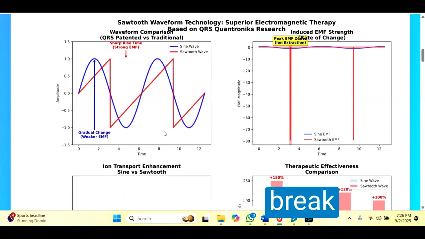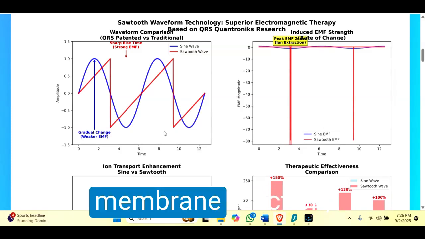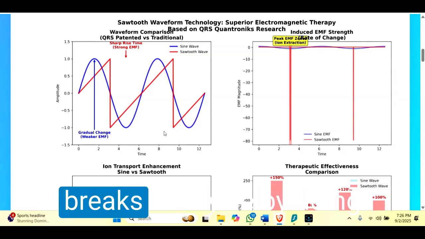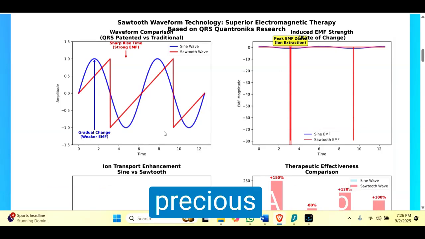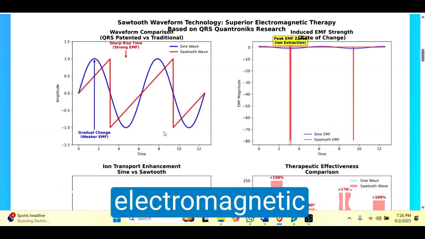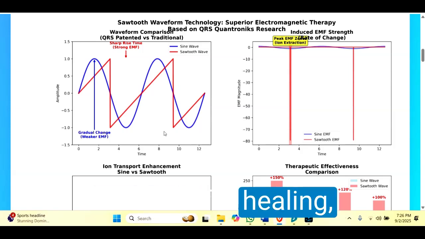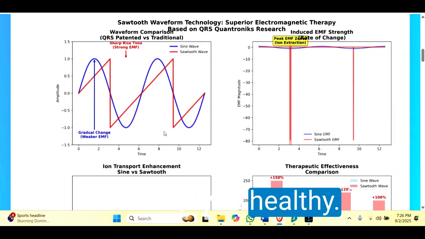So how do you break the vicious cycle? Remember what the vicious cycle is: low ATP leads to poor membrane function, which leads to even less ATP production. The sawtooth waveform breaks the cycle by doing something remarkable. Instead of your cells having to use precious ATP to restore membrane potential, the electromagnetic field does this work for them. This means more of the cell's ATP becomes available for healing, repair, growth, and all the other functions that keep you healthy.